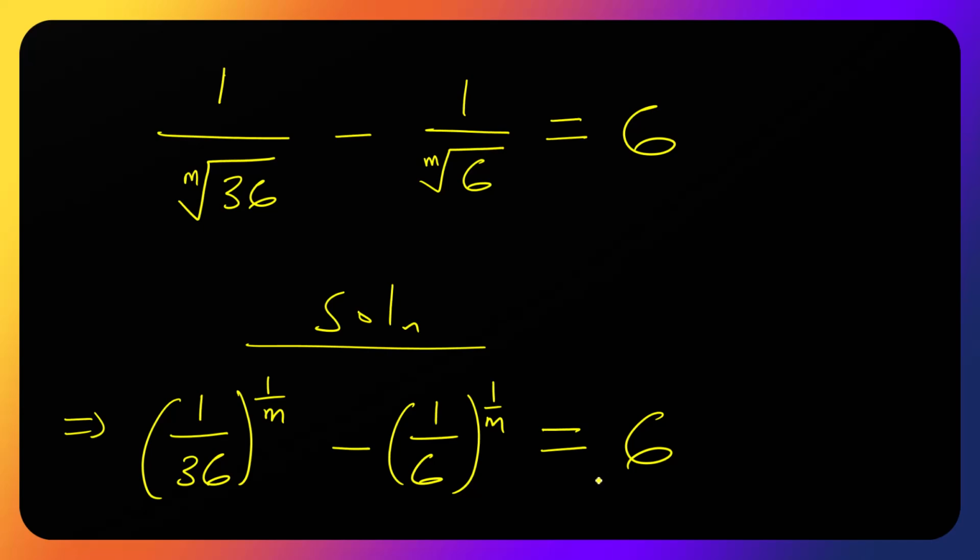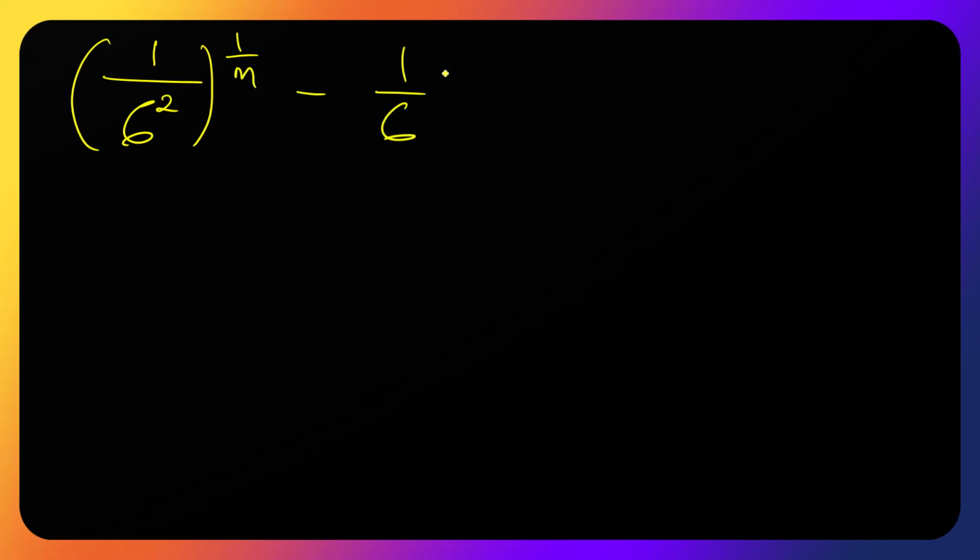All right, so what we are going to do here is to write, since 6 squared is 36, we can write this one as 1 on 6 squared. So we have (1/6 squared) all raised to 1 on m minus (1/6) raised to 1 on m equals 6. We have that. Okay, now we can bring these two out.